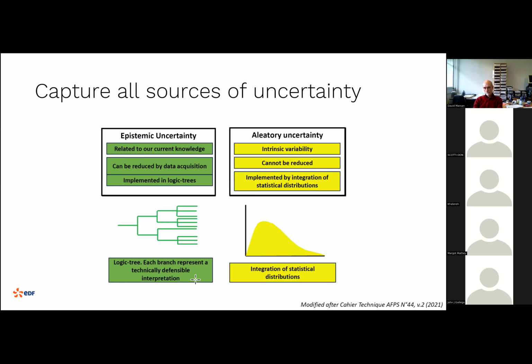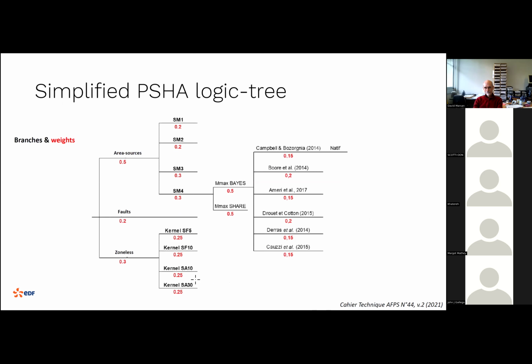So this is really a random variable. This is a quantity that needs to be distributed. So this type of uncertainty cannot be reduced and has to be implemented by the integration of the distribution in the calculation. So it's described by a distribution and not by a logic tree.